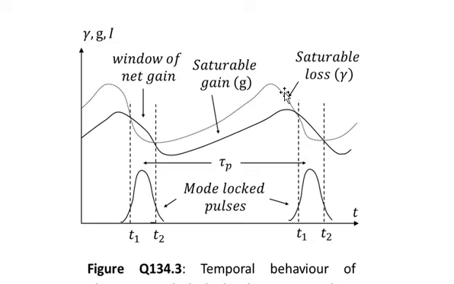Again, you see that after some time, which is equal to the round trip time of the cavity, which is equal to 2L over C, where capital L is the length of the cavity, the saturable loss falls below the value of the gain, and the gain becomes greater than the loss. So the net gain is generated, and due to net gain, the pulse will grow in this region.